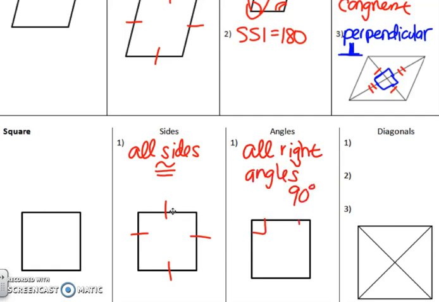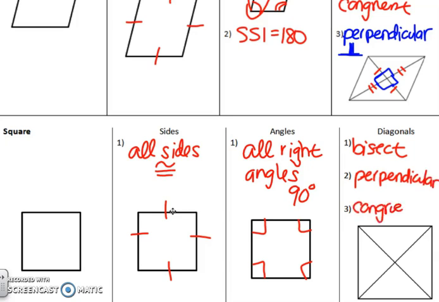So I've got a right angle, a right angle, a right angle, and a right angle. Okay? And then the diagonals take on both characteristics of those. So I know they're going to bisect, I know they're going to be perpendicular, and I know they're going to be congruent. So I know they're going to bisect each other.